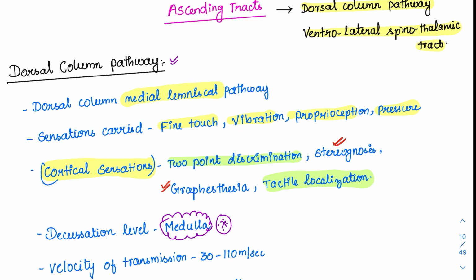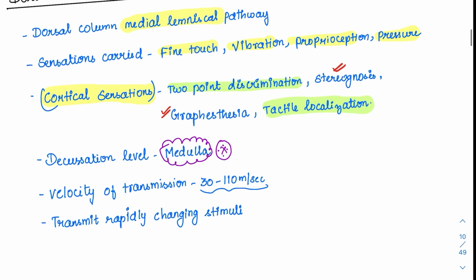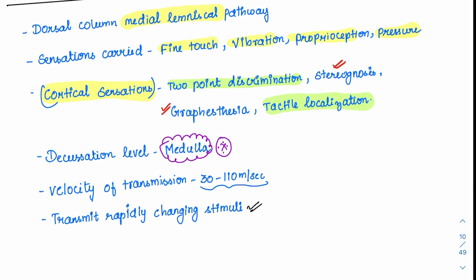Then what about the velocity of transmission? The velocity of transmission in the dorsal column is very fast. It is one of the fastest tracts. It happens at a speed of 30 to 110 meters per second. This is the velocity of transmission. Then they transmit rapidly changing stimuli. So these are the important points about the dorsal column pathway.